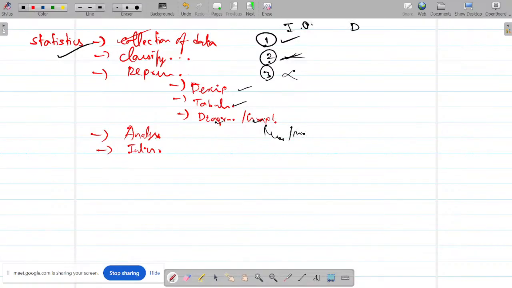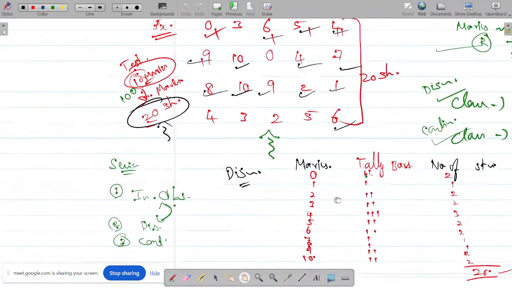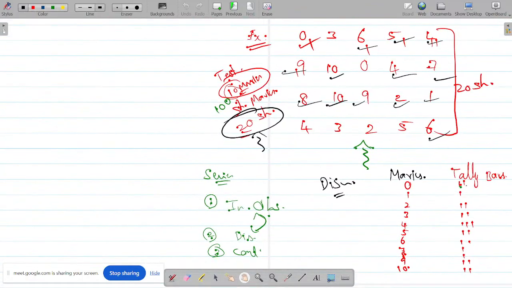But in the case of discrete and continuous, where the range is very high, I have to go for collecting the data, classifying, representing, then analyzing and interpretation. For all these cases, it happens. Okay. Now tell me, how do I find the mean value if this is dealt with as an individual observation case?